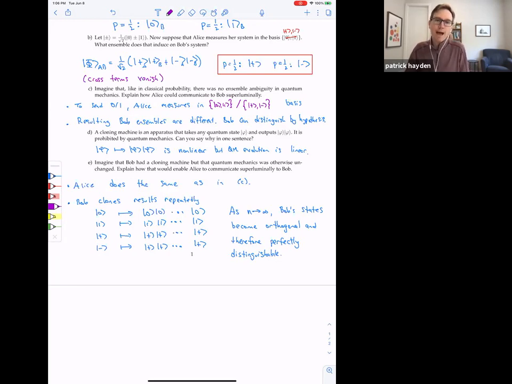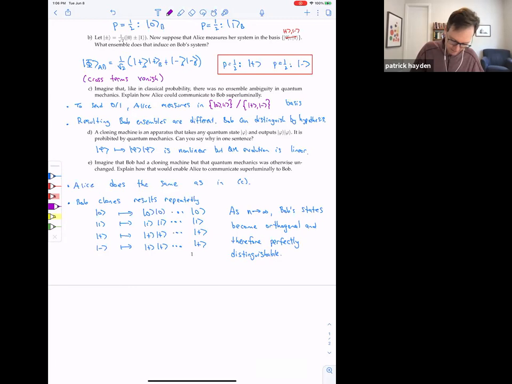But we can just say, well, imagine Bob had one. How could Alice and Bob use that to communicate superluminally? Well, Bob would just clone the state in his lab repeatedly. And so the 4 possible states Bob could get are 0, 1, plus, and minus. And if he clones 0, he gets many copies of 0. If he clones 1, he gets many copies of 1. If he clones plus, he gets many copies of plus. If he clones minus, he gets many copies.